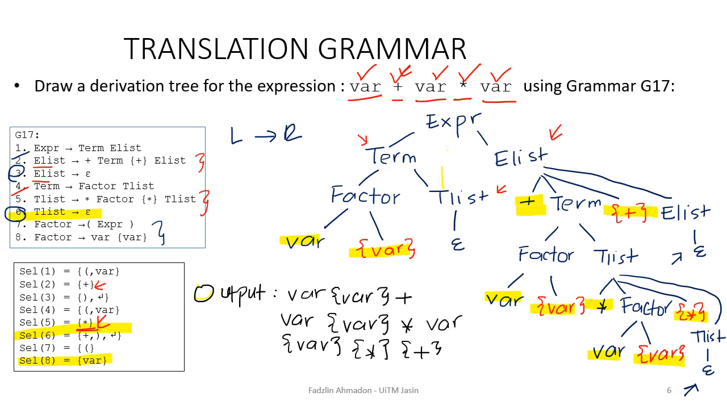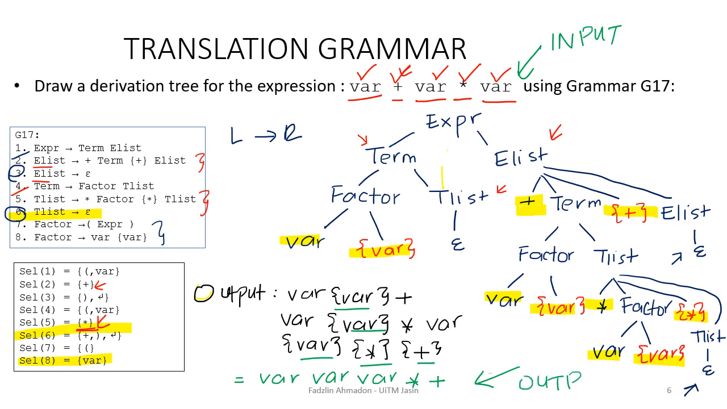Therefore, we're going to get this final output: var var var times plus. Therefore, for this input, var plus var times var, this is the output. Var var var times plus. From this infix, we get this postfix.